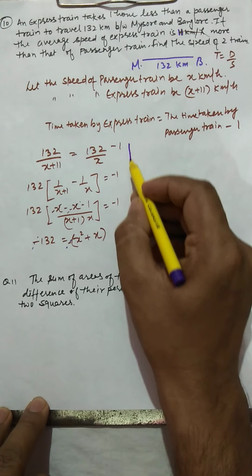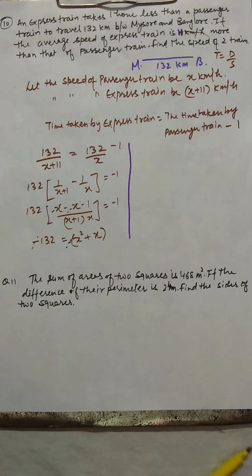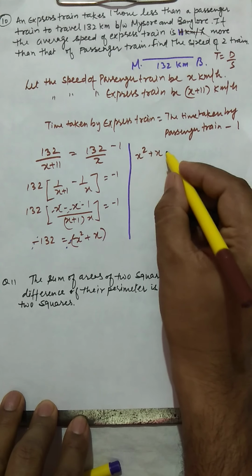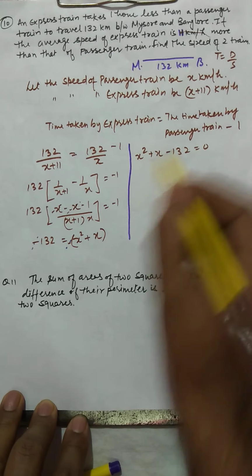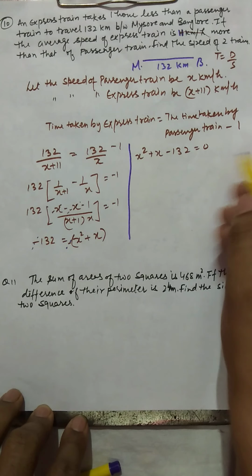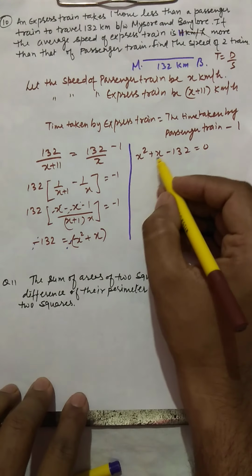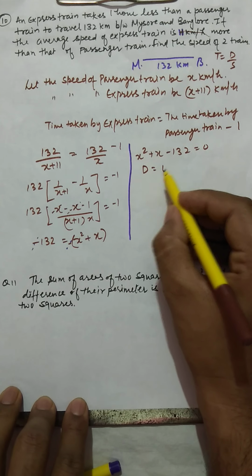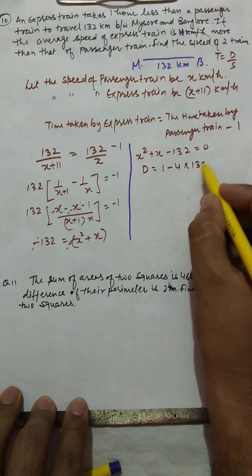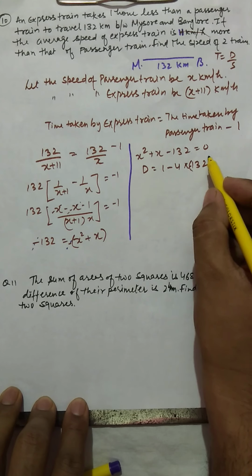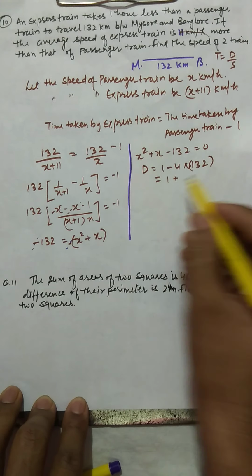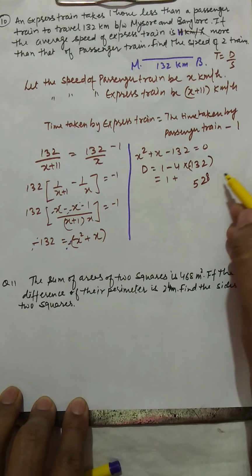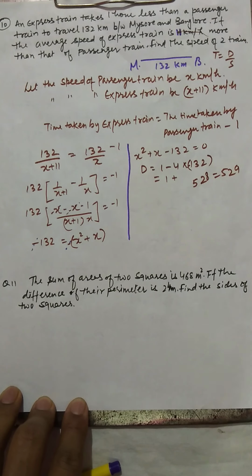So now this equation will become x square plus 11x minus 1452 equal to 0. Now you have this, you can find D, which is b square minus 4ac. So 11 square, 121, plus 4 into 1452, this becomes 5808. So D is going to be 5929.